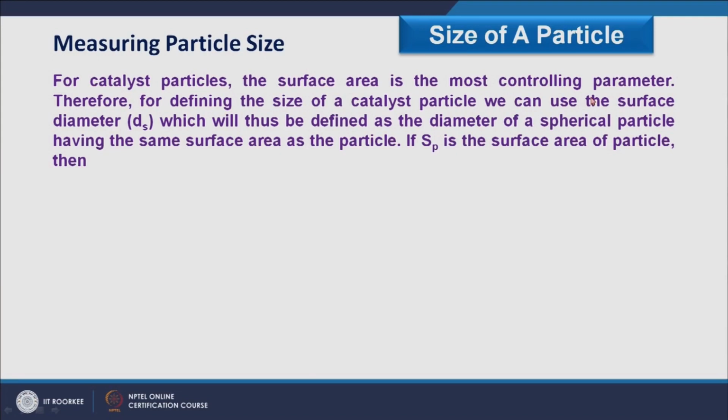The first one is for catalyst particle. If we are considering, the surface area is the most controlling parameter. Therefore, for defining the size of catalyst, we can use the surface diameter, which will thus be defined as the diameter of a spherical particle having same surface area as the particle. If Sp is the surface area of the particle, then we can equate this to pi ds square, where pi ds square is the surface area of a sphere. So when we equate this and calculate the diameter, this will be called surface diameter, equivalent to the surface area of the particle.